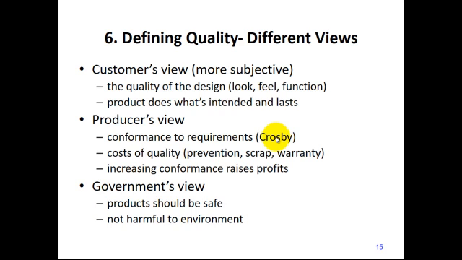Cost of quality, there is a cost of quality, and that comes under, if there is an inspection process, energy is also being consumed, there is a worker working to inspect the product, there is a pay for that worker. So all these things come under the cost of quality. Prevention, scrap, warranty. Increasing conformance raises profits. If you are providing a very good quality product, then it will definitely increase the customers, it will increase the sale, and ultimately it increases the profit. So these are the different views of the manufacturers regarding quality.